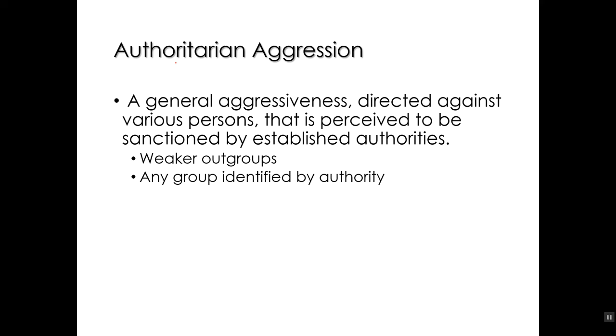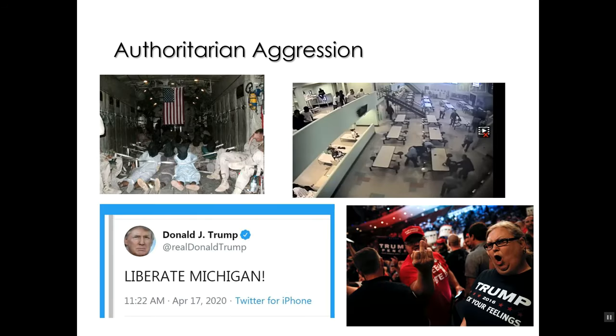Back to the second characteristic, which is aggression. This is a general aggressiveness against everybody, but it's usually directed against various people that are perceived to be sanctioned by the established authorities. Generally, any weaker outgroups, that is, any subgroups in the society that are perceived to be weaker than other groups, usually are the targets of right-wing authoritarians. Especially any group identified by the authority figure. If the authority figure says, let's target this group, then you see an unbelievable outpouring of aggression towards that outgroup. And again, we have some very sad examples from American history.